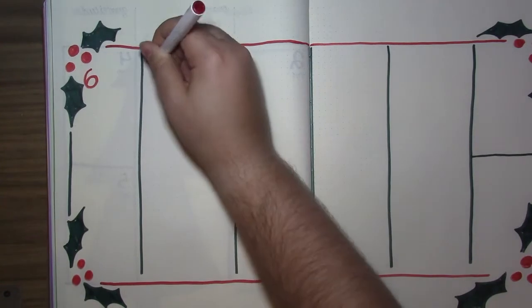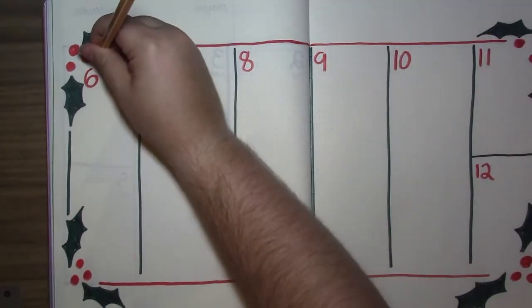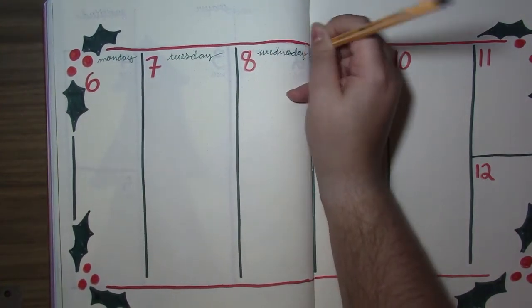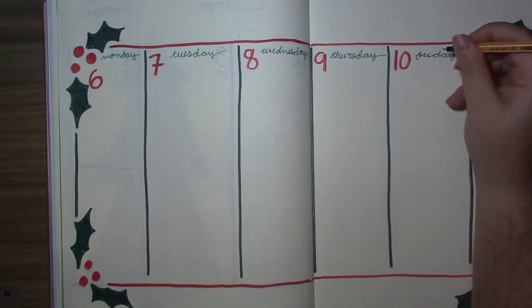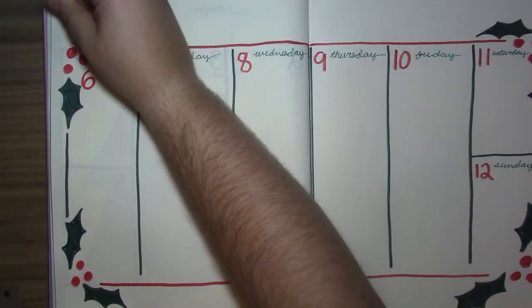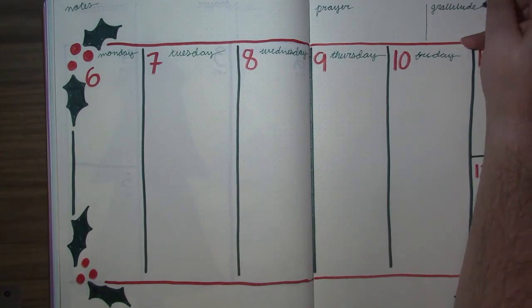Because the holly was so decorative, I kept the numbers and the divisions for each day fairly simple with just the red and green markers. And then I wrote the day of the week in cursive at the top using a thin Stabilo again. And then, of course, added labels for my other weekly sections.